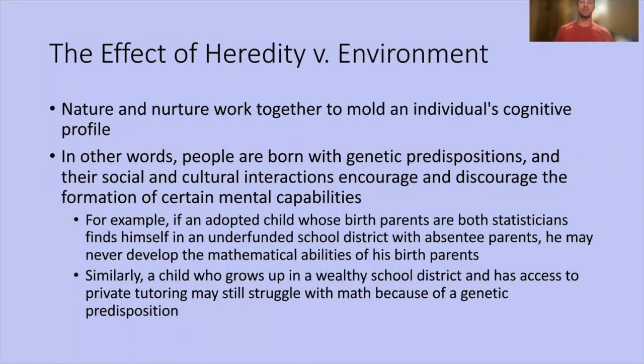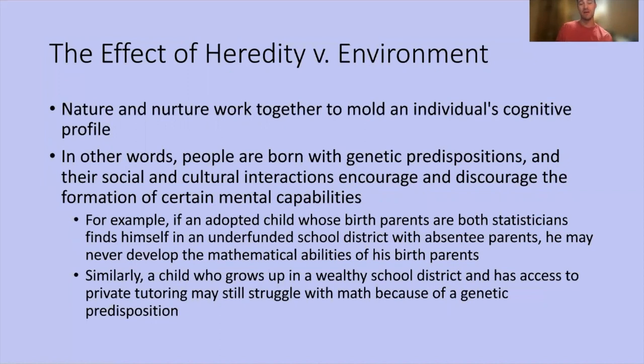So, heredity versus environment, or nature versus nurture. Nature and nurture work together to mold an individual's cognitive profile. In other words, people are born with genetic predispositions, but their social and cultural interactions encourage or discourage the formation of these certain mental capabilities. Genetic predisposition means something may be more likely to happen, but that doesn't necessarily mean it will happen. It's a combination of genetic and environmental factors that actually mold that final product.